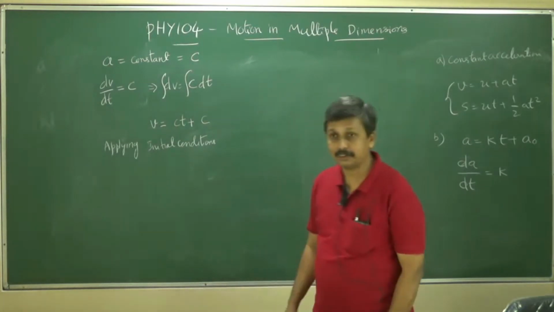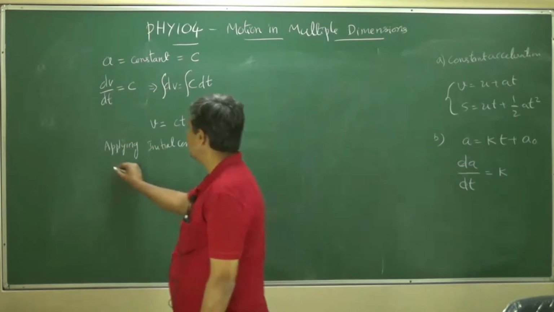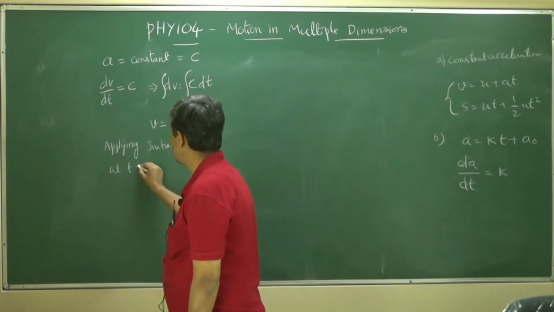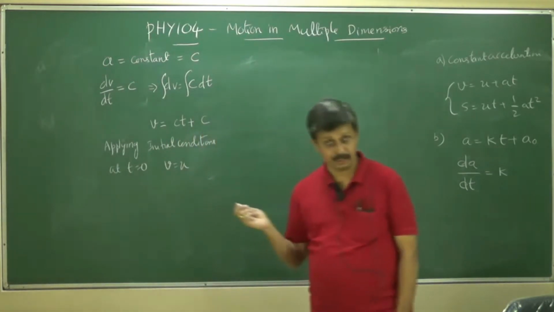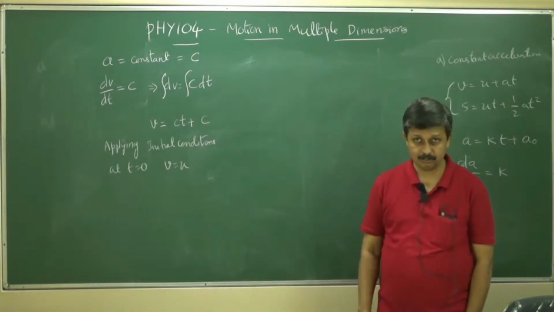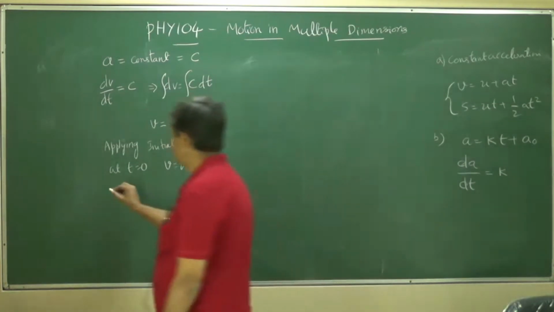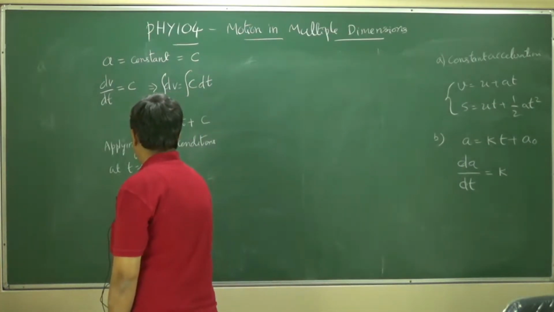Applying initial conditions. So at t is equal to 0, v is equal to u. We have been told that. Okay. Therefore, v is equal to u plus ct.